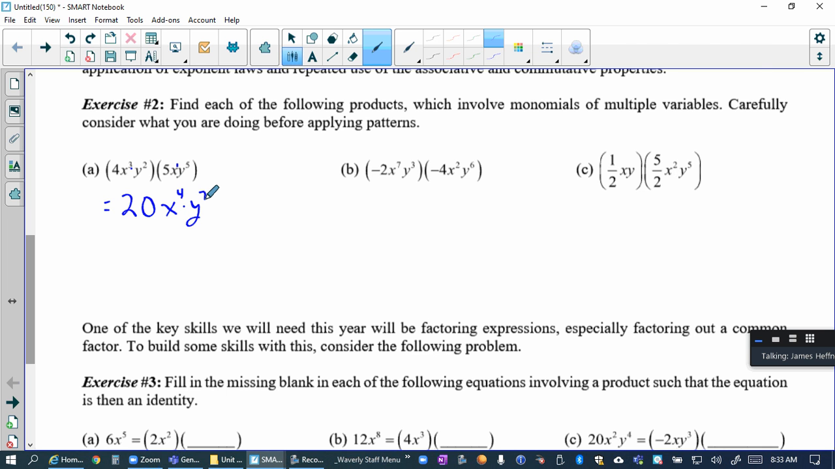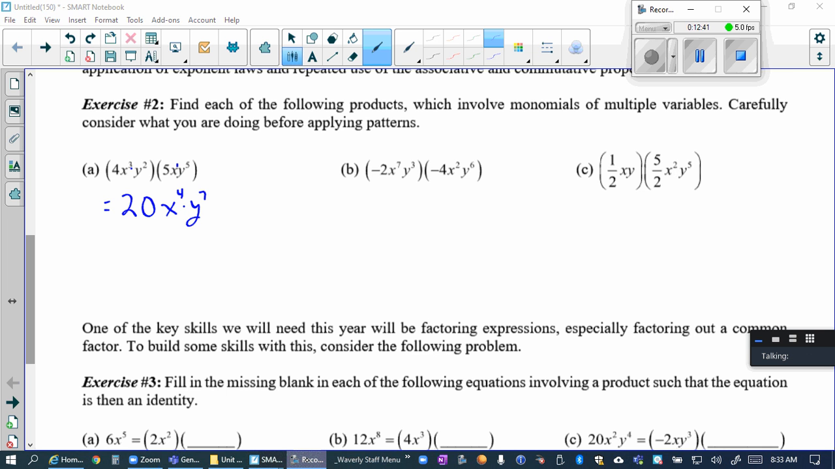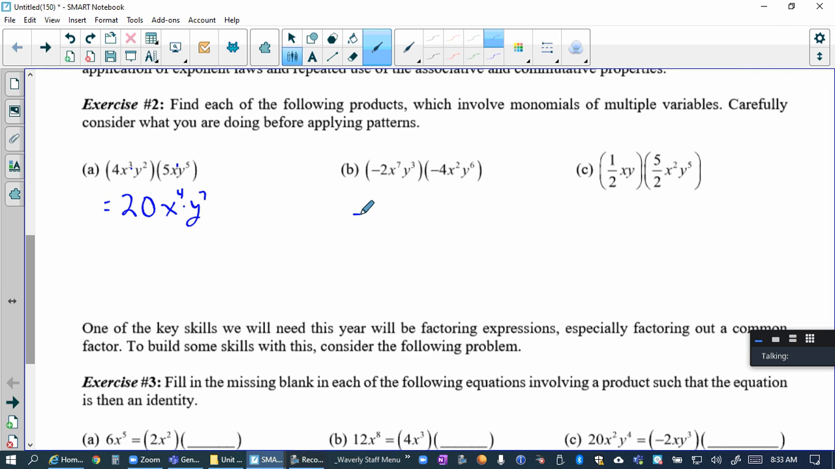Okay. Move on to B. 8 to the 8 times 8 times x to the 9 times y to the 9. All right. Everybody agree with them? Okay. One more.